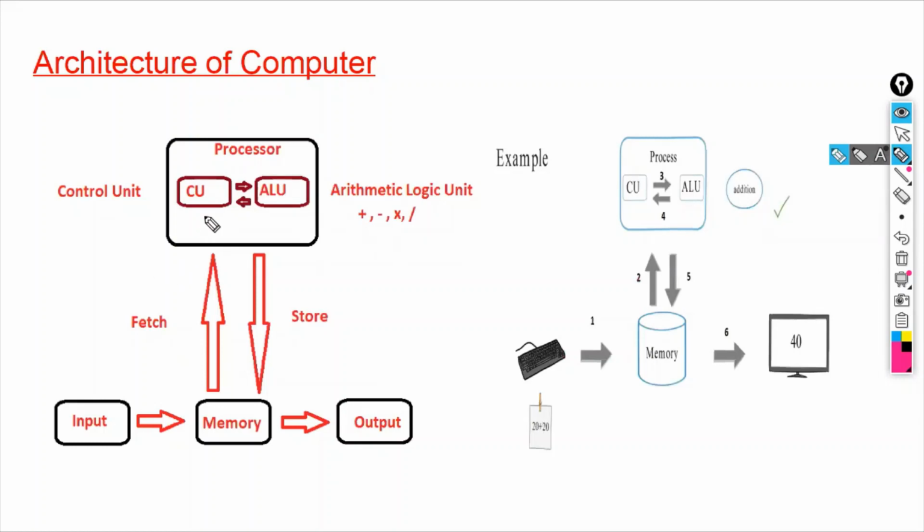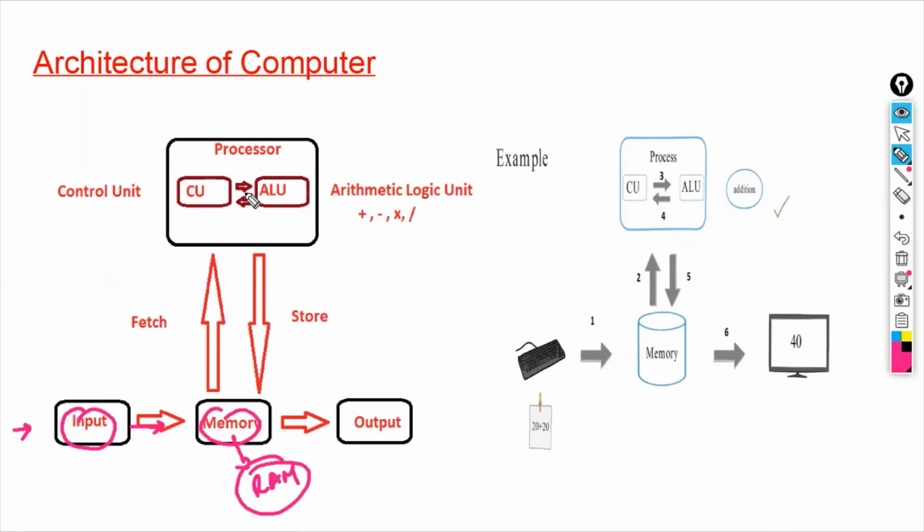Let us try to understand the architecture of a computer. Okay, so let us say you want to calculate what is 2 plus 2. You will give the input using the keyboard. Then it will not directly go to the processor. It will go to the memory. Memory means RAM. It will go to memory.